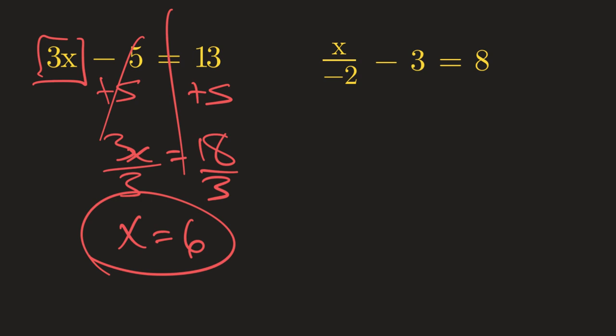Isolate that variable term first. Okay? All right, one on the right there. What would we probably need to do first? Add 3. Here's your variable term, x over negative 2. Isolate it. Let's get rid of the negative 3 first. So let's add 3 to both sides.